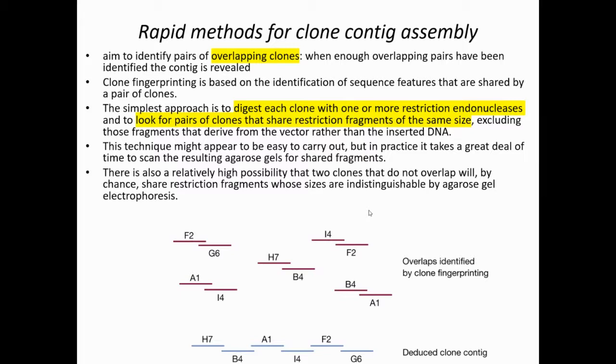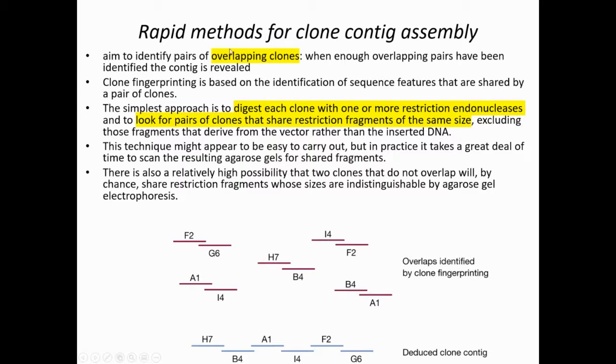And the rapid method for clone contig assembly: you identify the pairs of overlapping clones, all right? So basically each pair you identify the overlap. And so you see F2G6, and then you see F2I4. So you know F2, G6, I4 will be together, all right? And then you can find the next one, I4, F2, I4, A1. So I4 is next to F2 and connects to A1. And then A1, I4, B4, so the next one will be B4. And then B4, A1, H7, so the next one is H7.